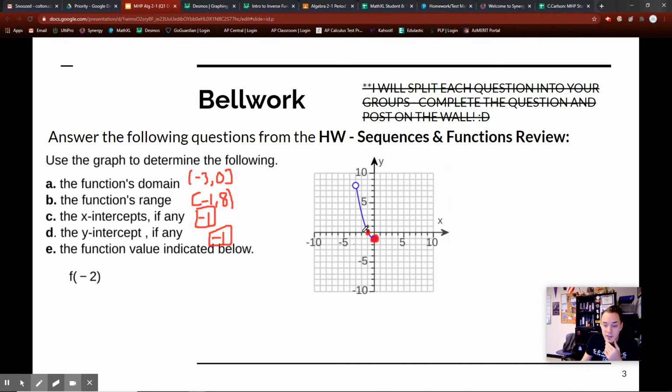And now I want to find f of -2. F of -2 is right here. That's what my x is. Remember, this is my x. So I go up and I try to see where does it hit my graph.